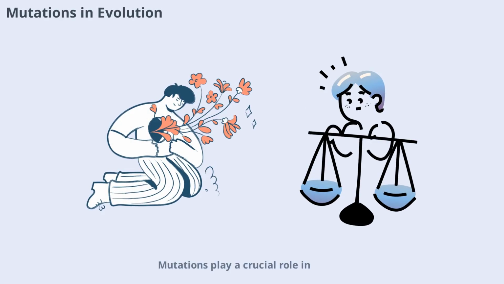Mutations play a crucial role in evolution by introducing new genetic variations. Over generations, these variations can accumulate and lead to the development of new traits or even new species. Natural selection acts on these mutations, favoring those that provide a survival advantage. Without mutations, evolution would not be possible, as there would be no new traits for natural selection to act upon. This process explains the incredible diversity of life we see on Earth today.